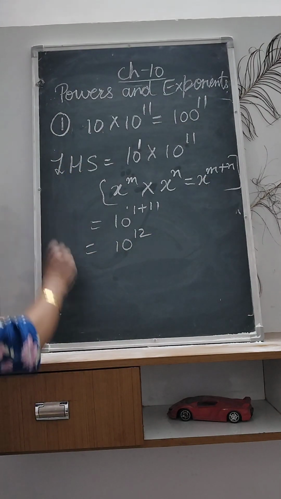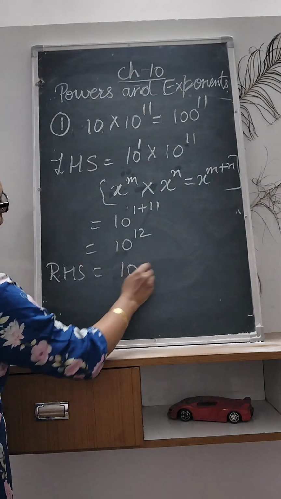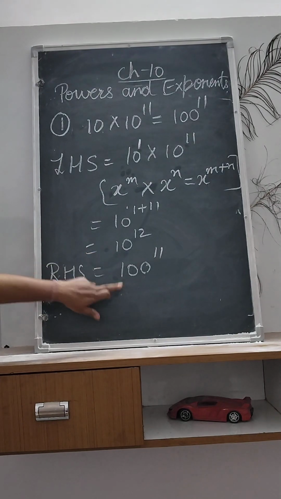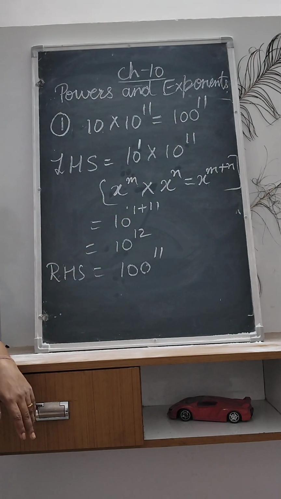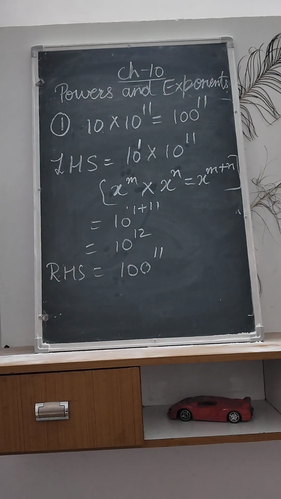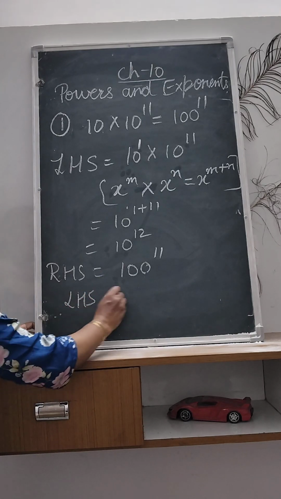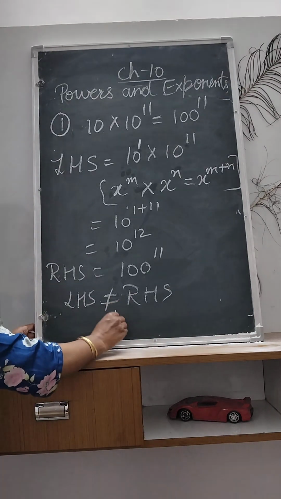Now if you see the right hand side, it is given to you 100 raised to power 11. Are they equal? We have 10 raised to power 12 and 100 raised to power 11. Is it true or false? No, they are not equal. So left hand side is not equal to right hand side. So it is false.